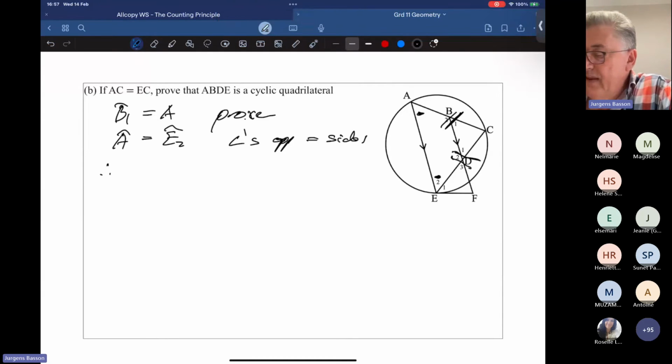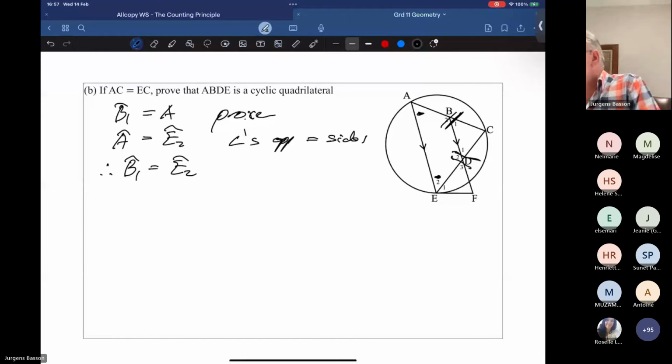So what do we have from here? We have B1 is equal to E2. I didn't highlight the quad. I just want to do that now. Should have done it. ABDE. We want to prove that it is a cyclic quad.